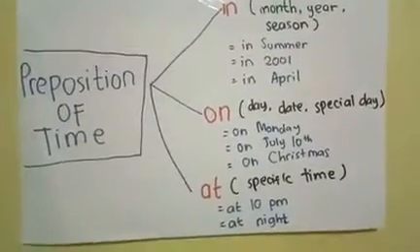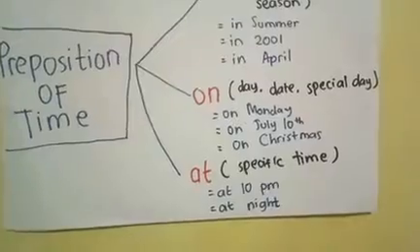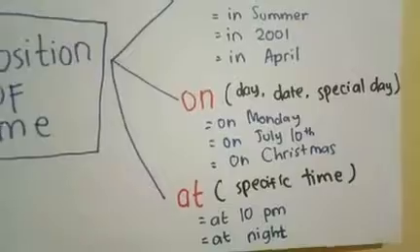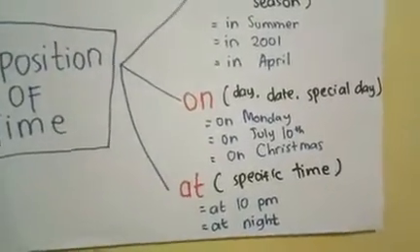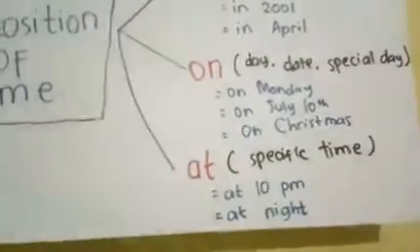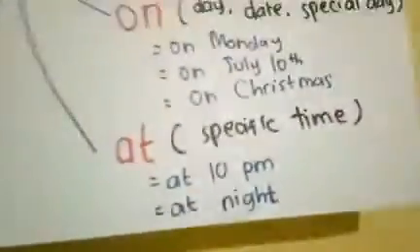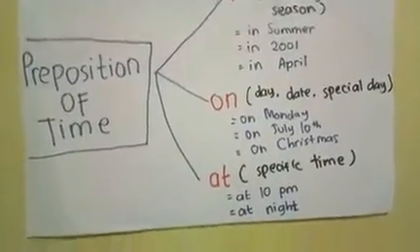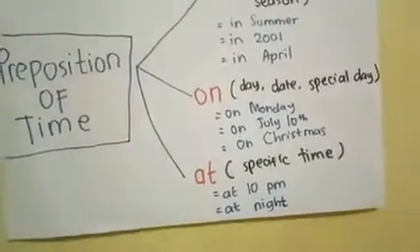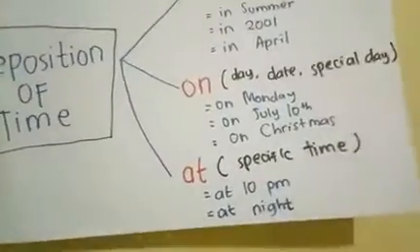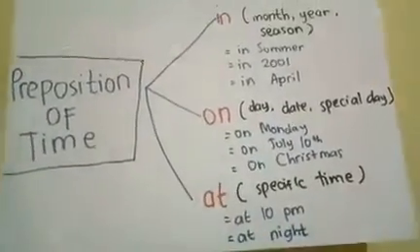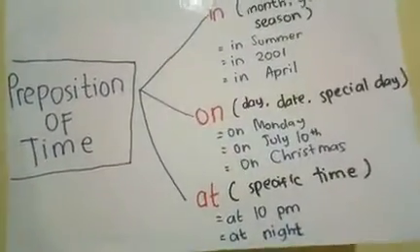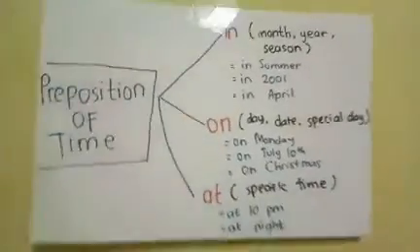For on, you can use it for more specific, for example, day, date, or special day. On Monday, on July 10, on Christmas, on birthday, and many more. At is the most specific among these prepositions. Look at the example: at 10 p.m., at night, at the weekend, and many more. So don't be confused. Make sure you have to use the right preposition in the sentence. Okay.